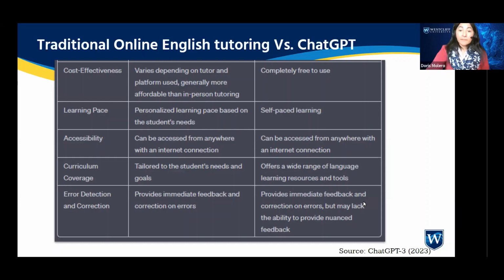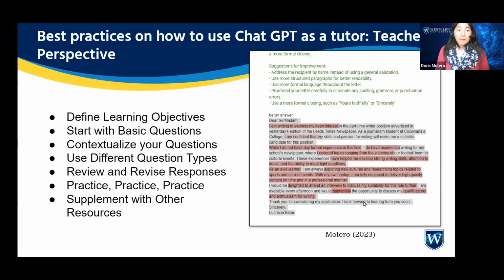So now, let me tell you about some of the best practices that I have found so far. And the first step that we should consider is to define clear learning objectives before using the AI. So what is it for? How would this benefit my class?